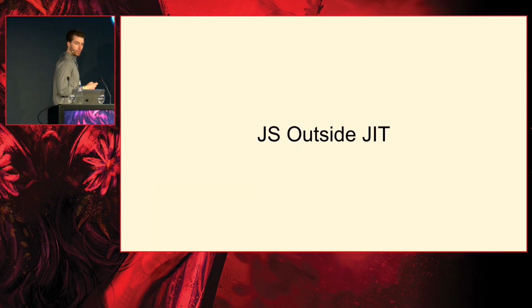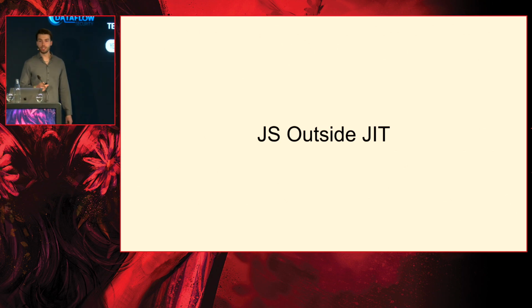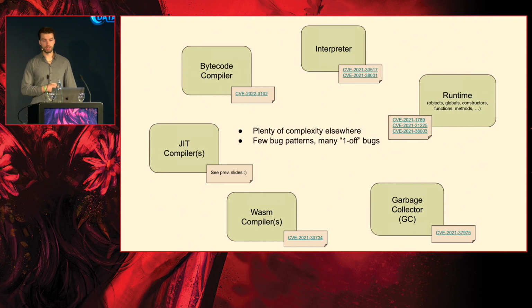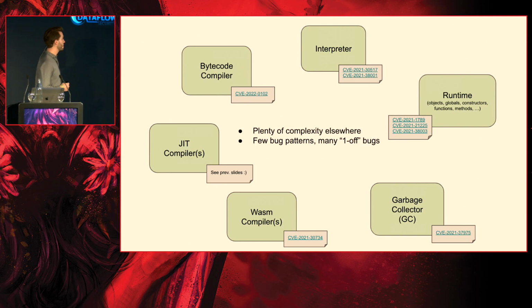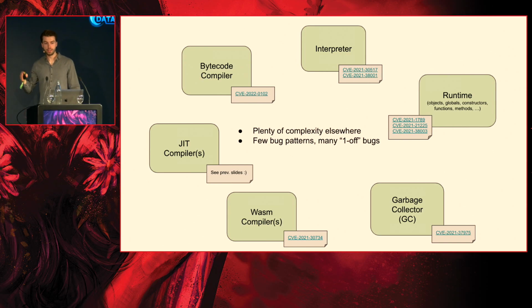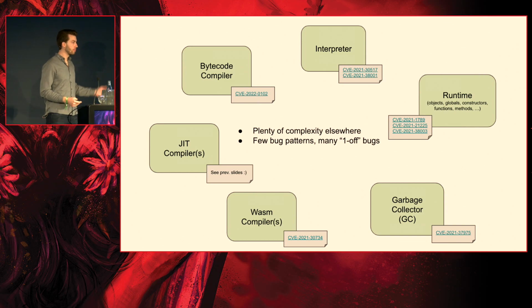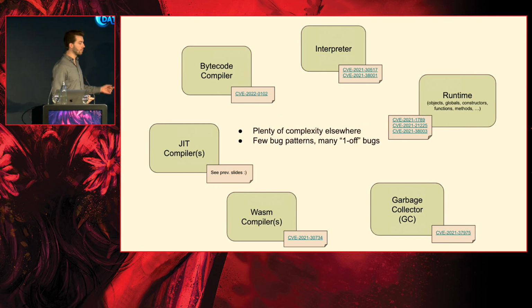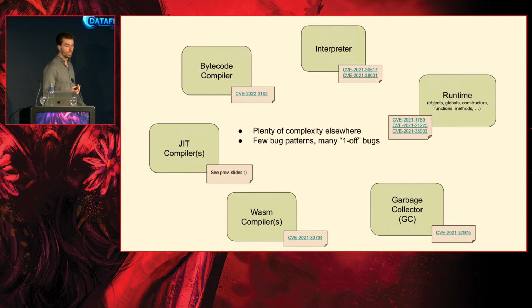Good. So fairly quickly, you might think now it's all JIT bugs these days. It's not. This is going back to the overview slides of the different components. There are bugs elsewhere, and this is just bugs from last year. So the JIT bugs, they were from up to 6 years ago. So this is just from last year, and you kind of see there's bugs everywhere. There's plenty of complexity in these other parts.